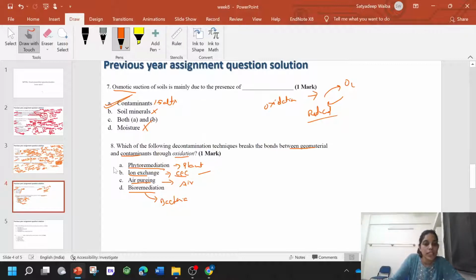Now, all four of them are actually used for decontamination, that is, to remove contaminants from the soil. But the question asks which of them actually uses the process of oxidation. Okay, now the answer for this is air purging. Why? Because air has oxygen.